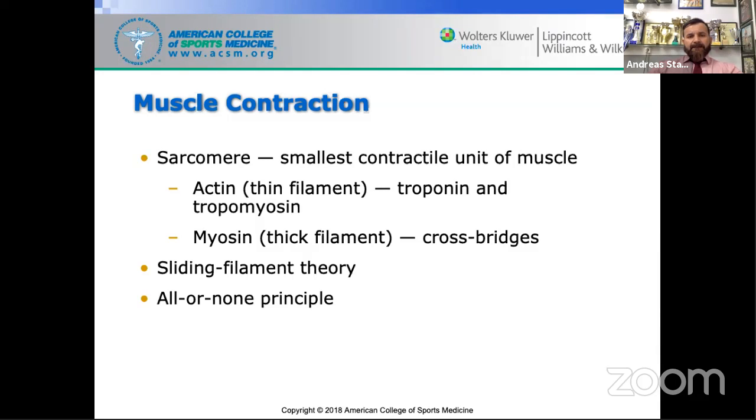And it has the actin and the myosin. The actin is the thin filament. The myosin is the thick filament that has the cross bridges. The actin can be broken down into the troponin and the tropomyosin. Okay? Well, let me talk a little bit about the sliding filament theory and then about the all or none principle.